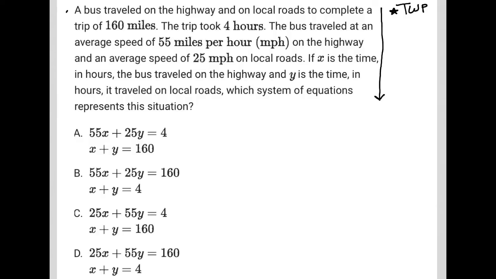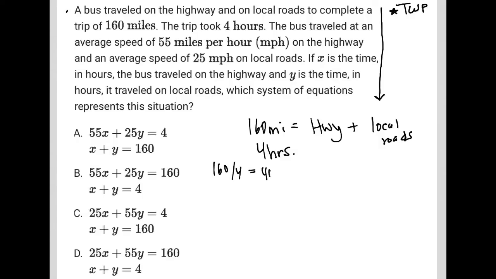So here the question says, a bus traveled on the highway and on local roads to complete a trip of 160 miles. So I'm going to write, 160 miles equals highway and local roads. Next sentence, the trip took 4 hours. Okay, so 4 hours. So we know that we've gone 160 miles in 4 hours, which tells me I can figure out the average miles per hour. And let's just do that. So 160 over 4 is equal to 40 mph. There is our average miles per hour.